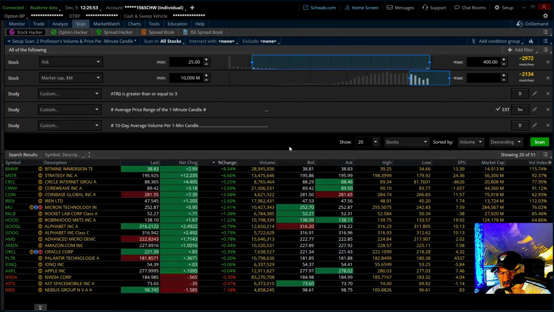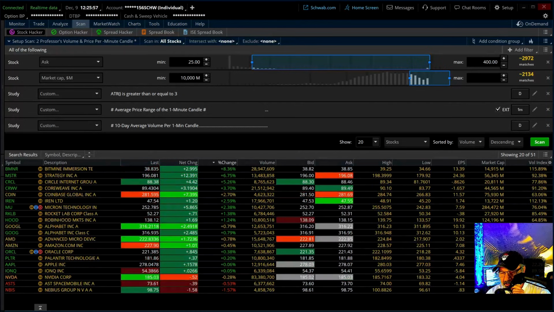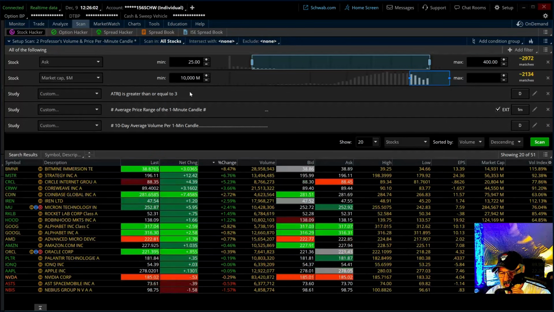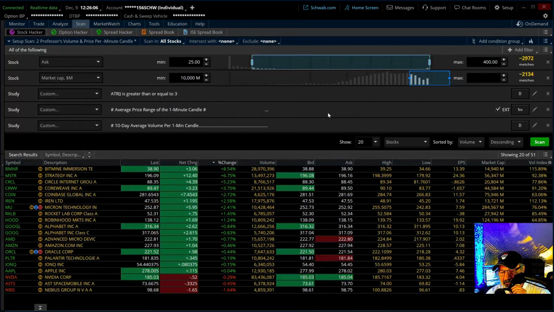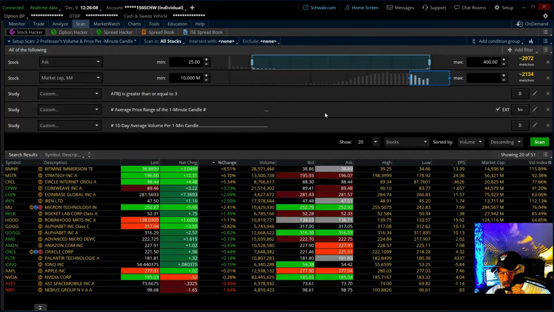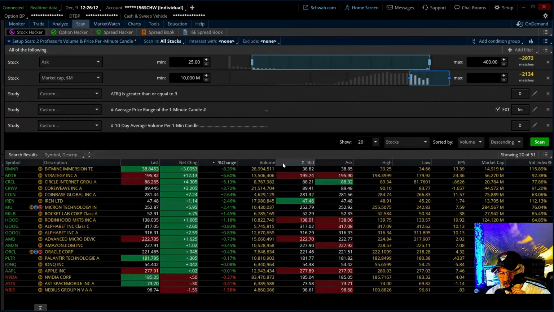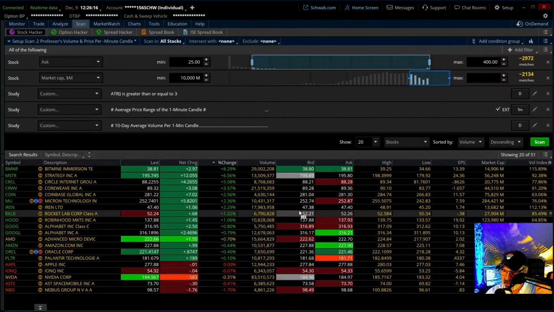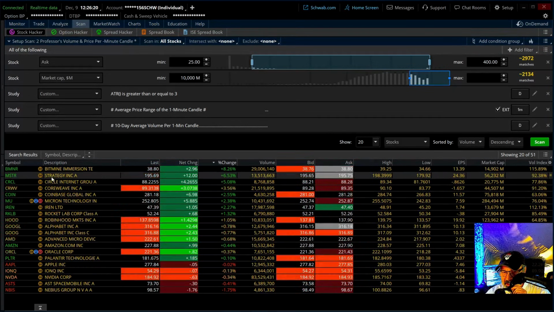Now, what this is priced between $25 and $400. The ATR is above 3. That's your average true range over a 14-day period. It's got 10K volume minimum per 1 minute candle, so 10,000 volume per 1 minute candle. And it moves at least 15 cents in 1 minute. So if you're scalping, that's really important. So we already looked at that stock.